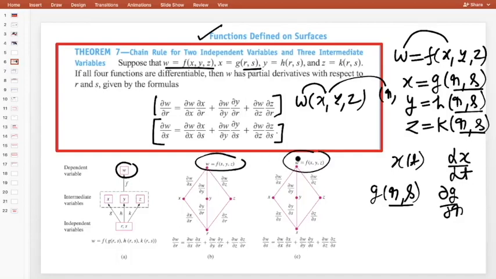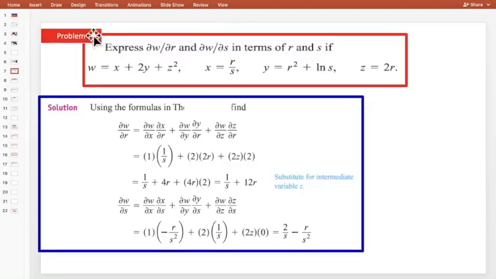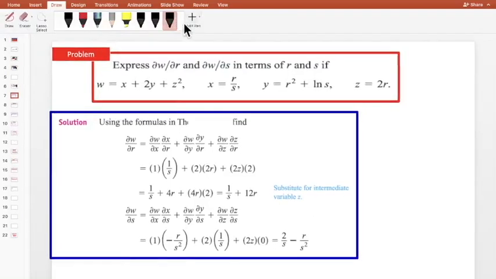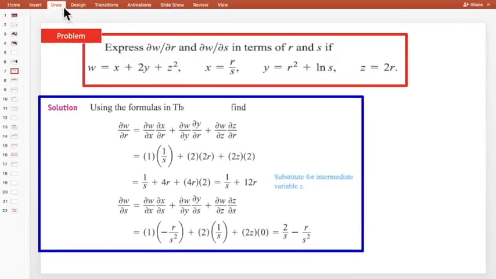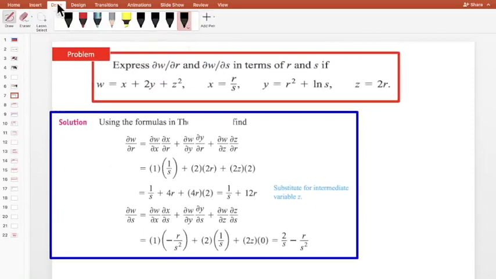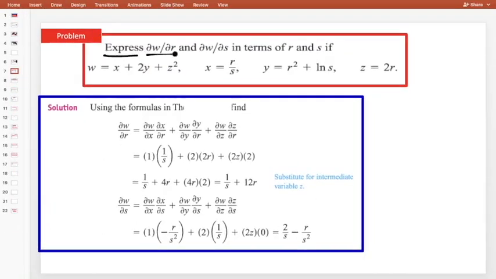So now see the real world application. This is one problem, and it is based on the same thing. Basically, express del w by del r and del w by del s in terms of r and s, if w is given as x plus 2y plus z square. Just see, w is a function of three independent variables x, y, z, and then x is a function of r and s, y is a function of r and s, z is a function of r and s. So how can we find del w by del r? Again we use this concept.